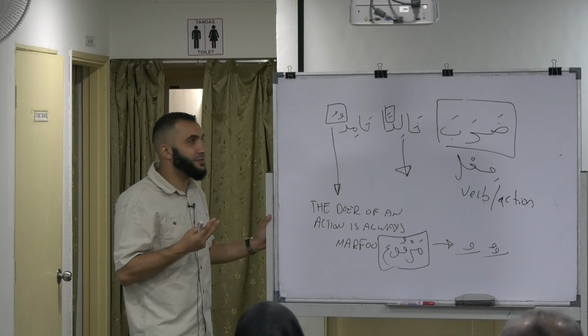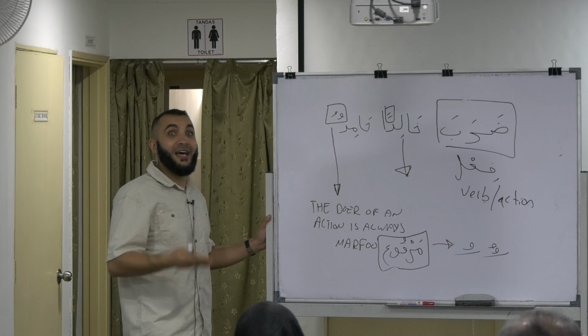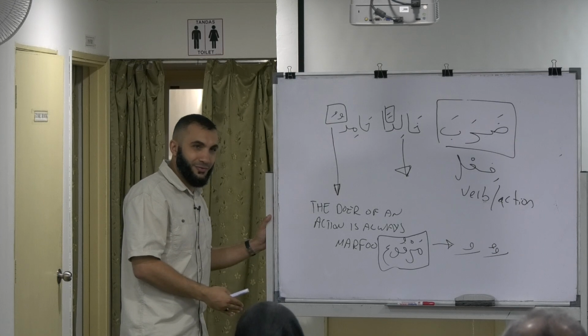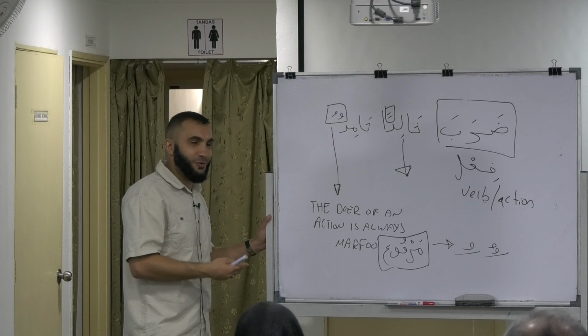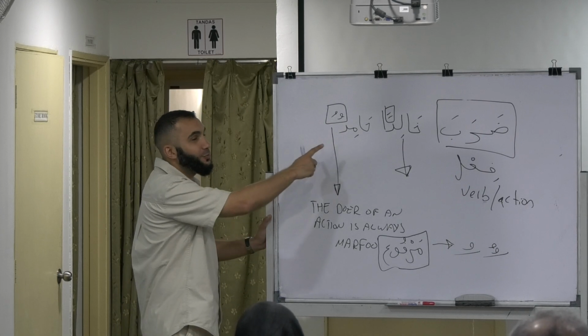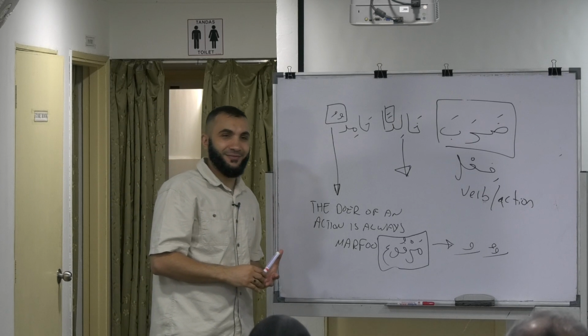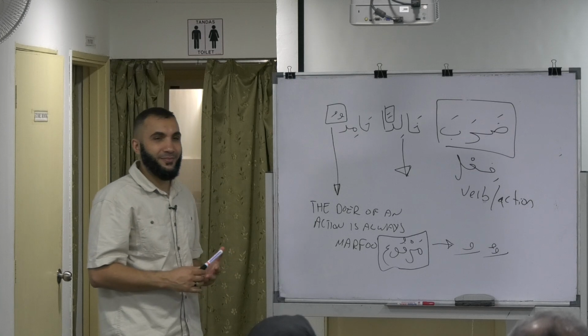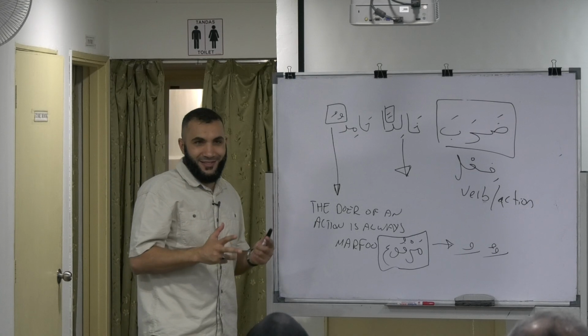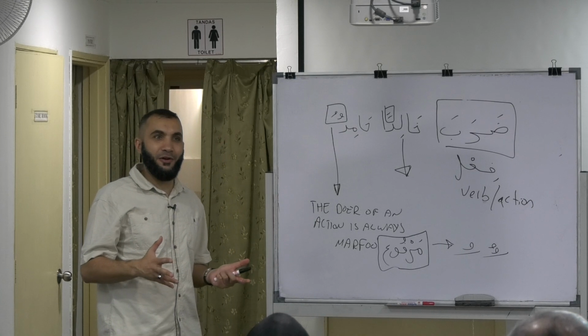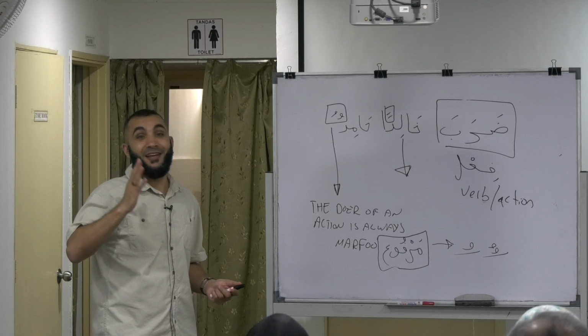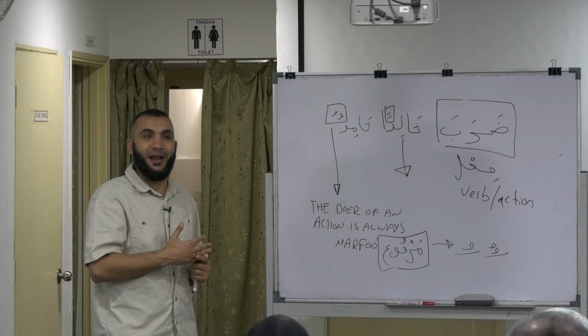Likewise, daraba Khalidan Hamidun means Hamid is the one who hit Khalid, even though Khalid was mentioned before Hamid. So even in spoken Arabic, the tanween is mentioned. In proper Arabic, in Fusha, classical Arabic, the way the Arabs used to speak, the tanween would be mentioned. That's how the Arabs spoke.